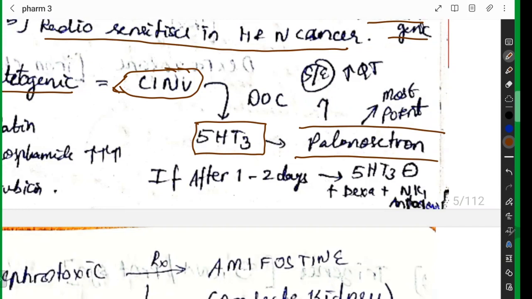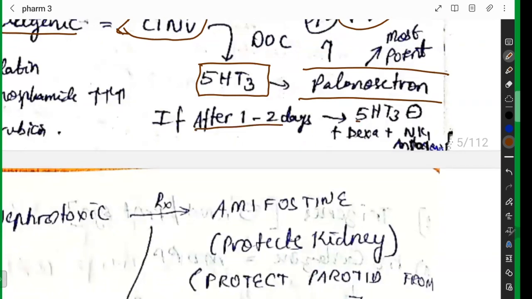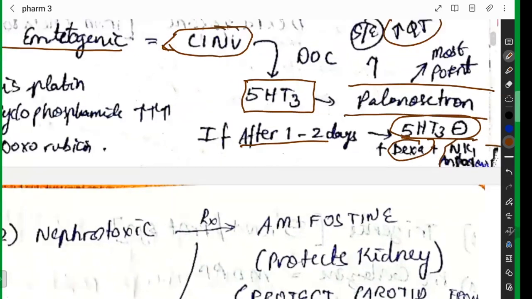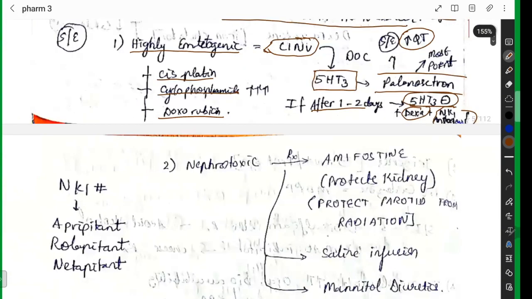But what is the problem? You have QT prolongation. After 1 to 2 days, you can go for a 5-HT3 inhibitor, that is palonosetron. Along with it, you can go for dexamethasone and an NK1 antagonist. Now coming to the cisplatin, it is highly emetogenic. What are the drugs that cause high nausea and vomiting? That is cisplatin, cyclophosphamide, and doxorubicin. All three will cause chemotherapy-induced nausea and vomiting.